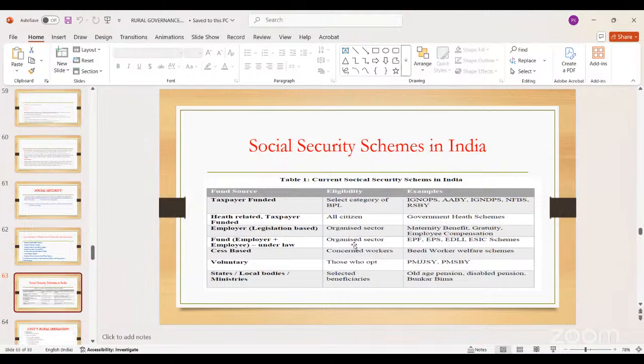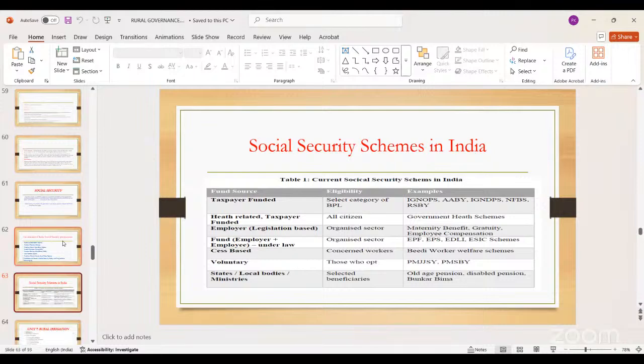Then organized sector, here it is funded by the employer, and based on legislation. As per legislation, it can be funded by employer, employee, and government. Then there are some schemes which are funded by the government, but which are voluntary in nature, that if you opt for those schemes, Pradhan Mantri Suraksha Bima Yojana, Jeevan Jyoti. So these are schemes which are voluntary in nature, it can be said. Okay.